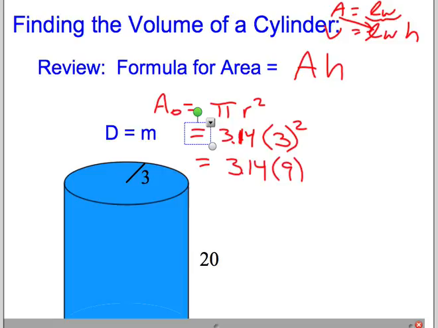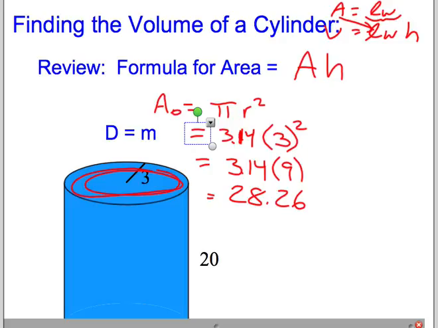Then go to your calculator. Set the problem up, but use your calculator and do the arithmetic. 3.14 times 9 is 28 and 26 hundredths. That is the area of the top surface.